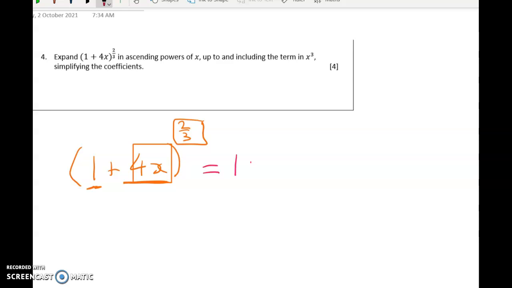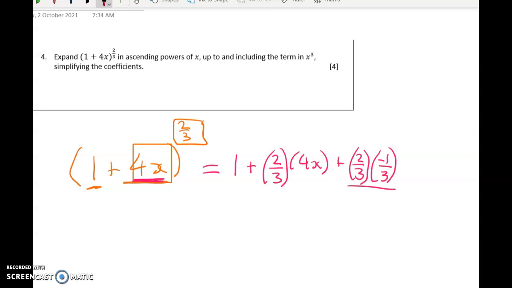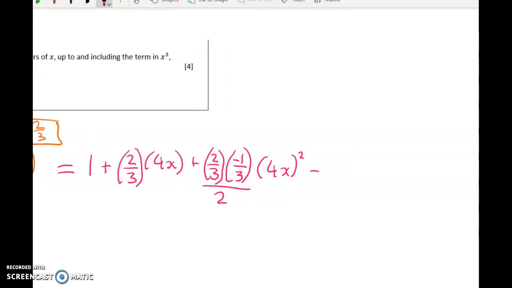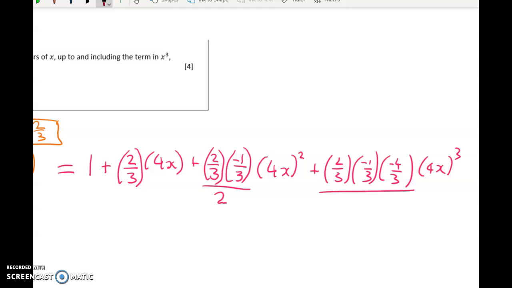So this equals 1 plus n times x, which here is our 4x. Then the next term, so we're going to need to do 2 more terms after that: 2/3 times (n minus 1), divided by 2 factorial, which is just 2, times (4x) squared. And then the third one: 2/3 times negative 1/3 times negative 4/3 times (4x) cubed over 3 factorial, which I'll just write as 3 times 2.